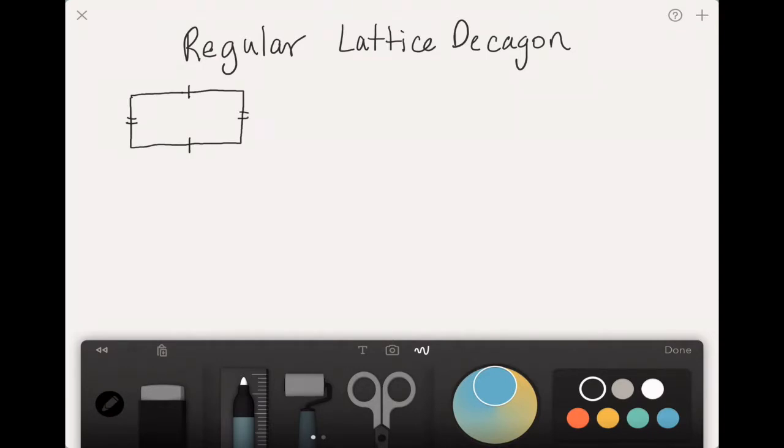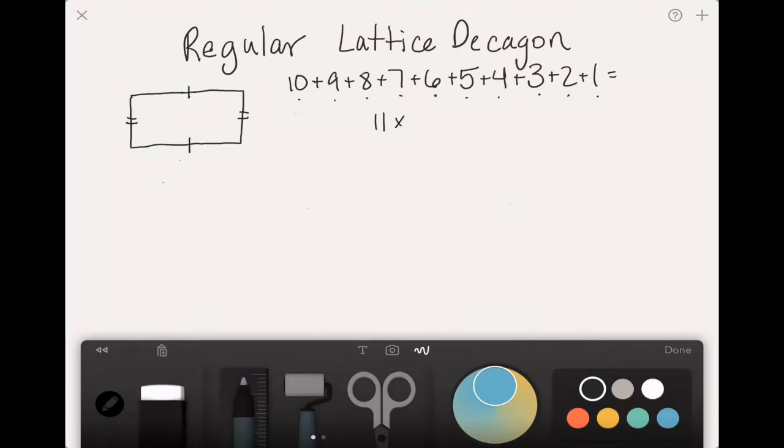Okay, so what is our perimeter for a decagon? Well, we've got 10 plus 9 plus 8 plus 7 plus 6 plus 5 plus 4 plus 3 plus 2 plus 1. And what is that? Well, 10 plus 1 is 11. 9 plus 2 is 11. 8 plus 3 is 11. 7 plus 4 is 11. And 6 plus 5 is 11. So we've got 11, how many times? 5 times is 55. Okay, so how can we fit a perimeter of 55 onto four sides of a rectangle?